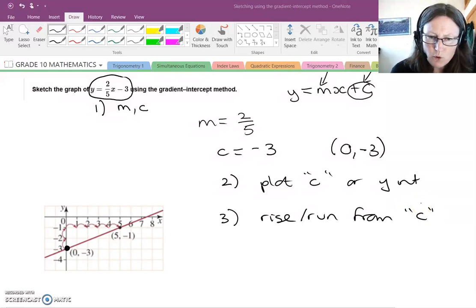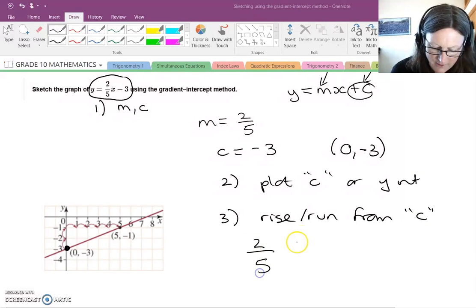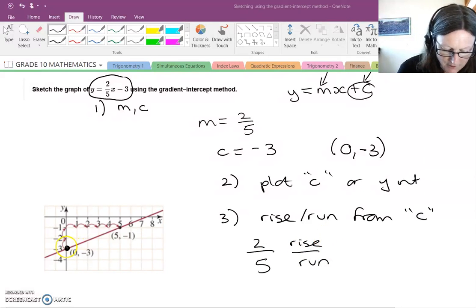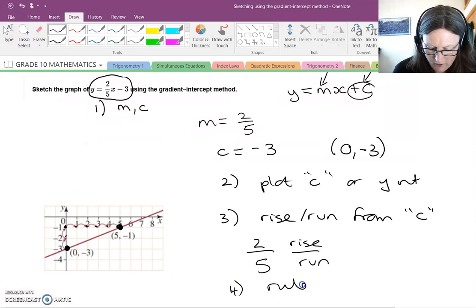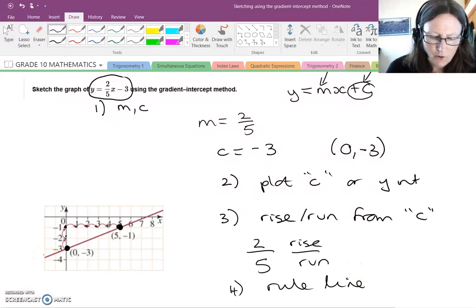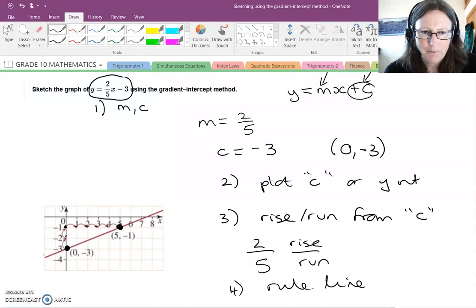So a gradient of 2/5 means a rise of 2 and a run of 5. So from this point, from c, to get our next point, we rise 2, 1, 2, but then we run across 5, 1, 2, 3, 4, 5, and then we put our second point. The last step in how to do this method is to then rule the line through the 2 points, which is this red line.